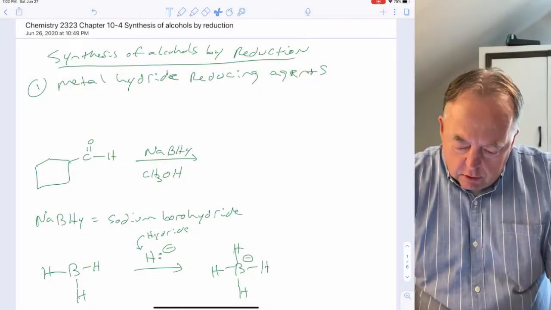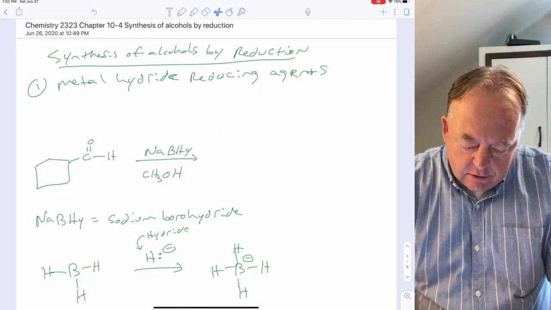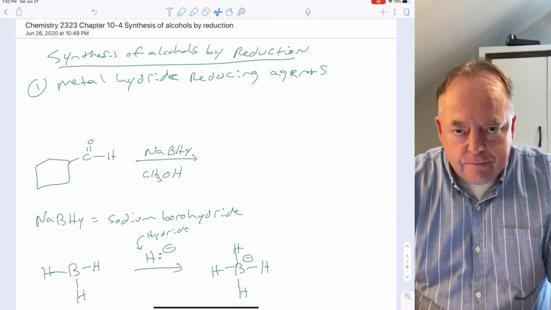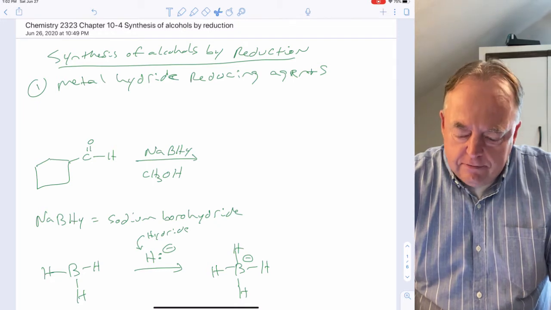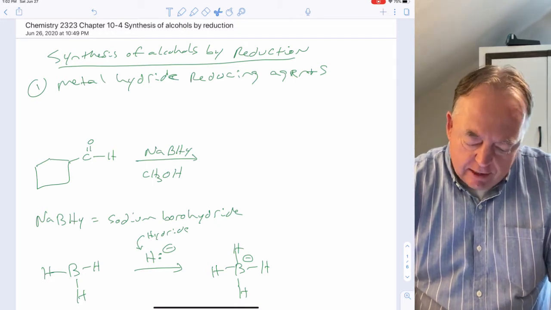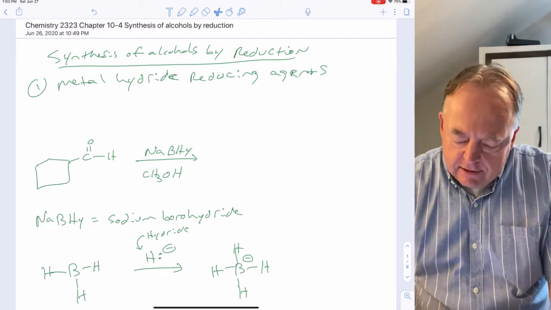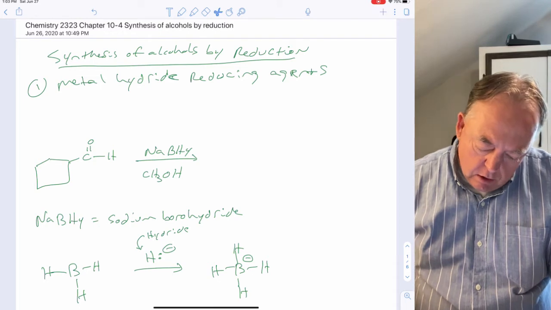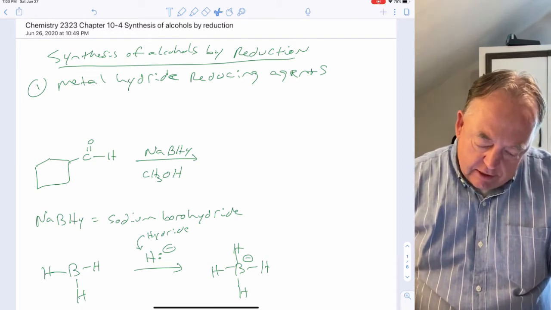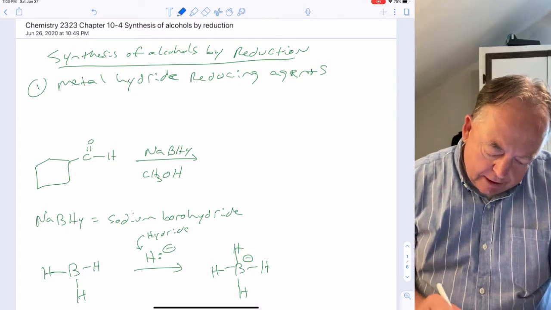Okay, so in this lecture, the fourth lecture over chapter 10, alcohols and thiols, we will look at how to synthesize alcohols by reduction, using metal hydride reducing agents and using H2 gas and some metal catalyst, and look at how to synthesize thiols as well. Again, one way to synthesize alcohols is by using metal hydride reducing agents, so we'll look at two.